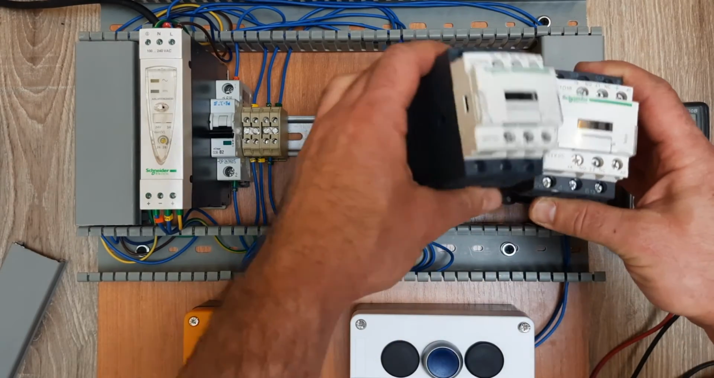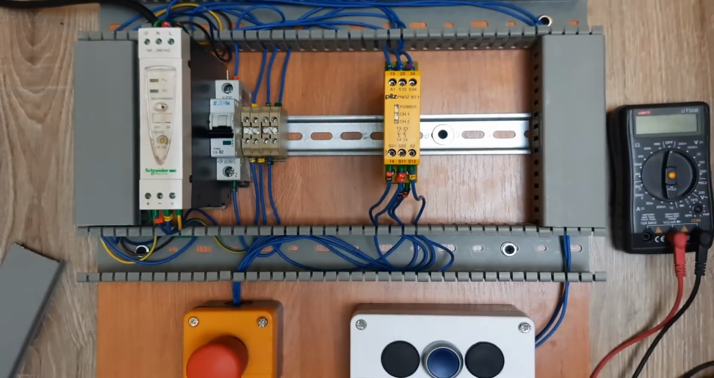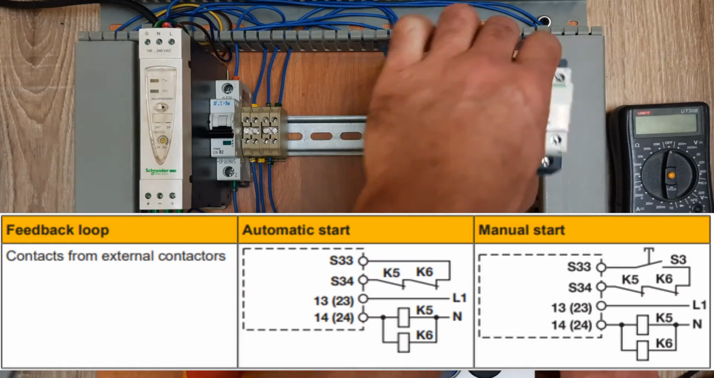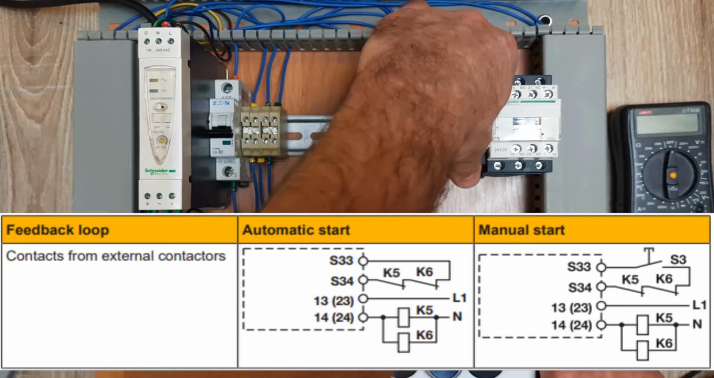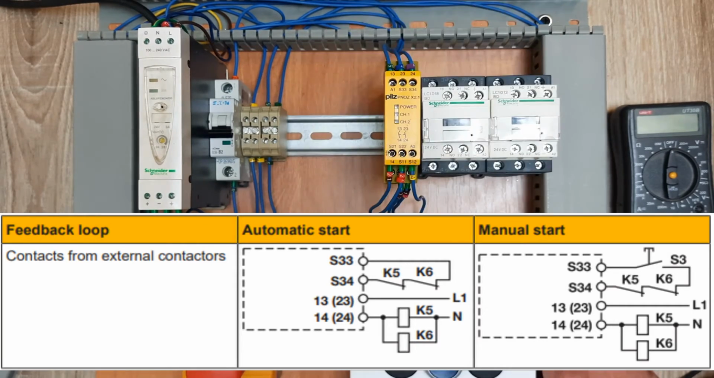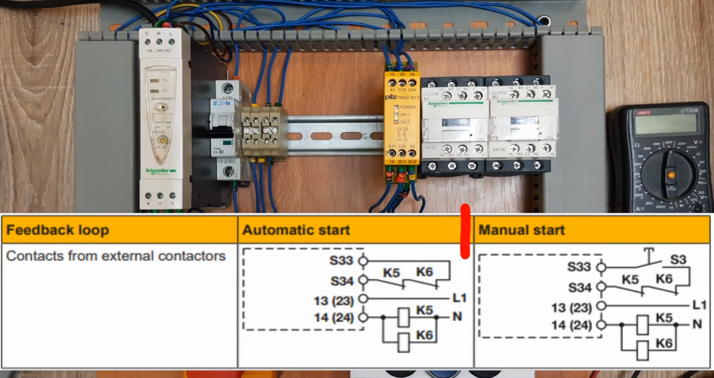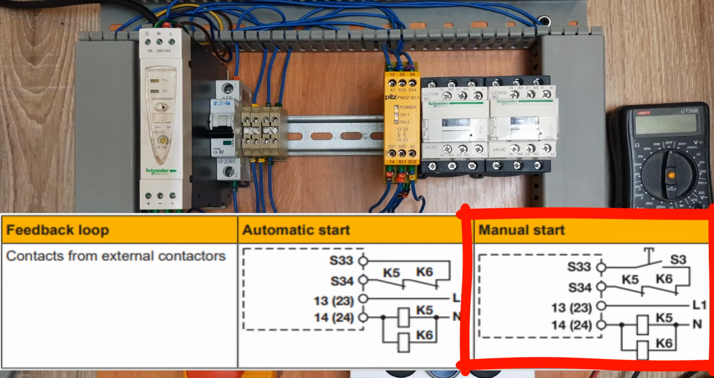Most of the times we add extra contacts from external contactors as a feedback. One normally closed contact from each contactor is wired in series with the start button, as shown in the picture. Both contactor coils are wired in parallel and connected to one safety output.